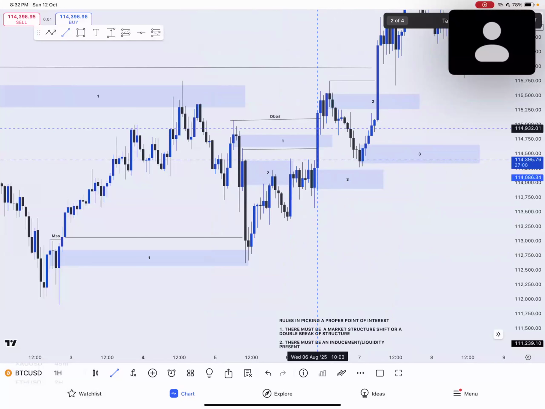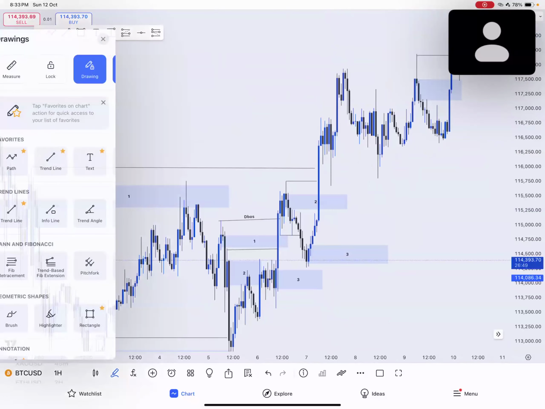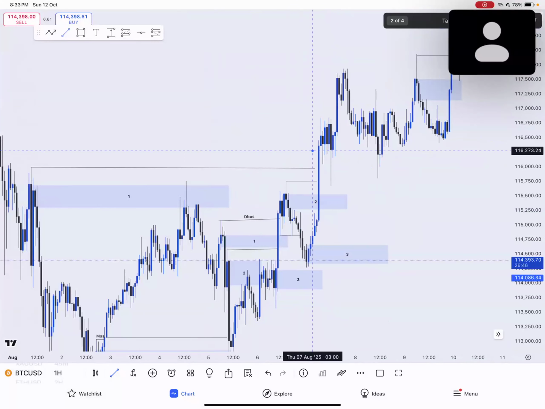The inducement is the first valid pullback after a market structure shift or a double break of structure. And in this scenario, after price gave us a double break of structure, the pullback before price continues moving to the upside is our inducement. So that's our inducement right here. Same thing here. After the double break of structure, the pullback before price continues pushing back to the upside is our inducement, right here before price continues pushing back up.